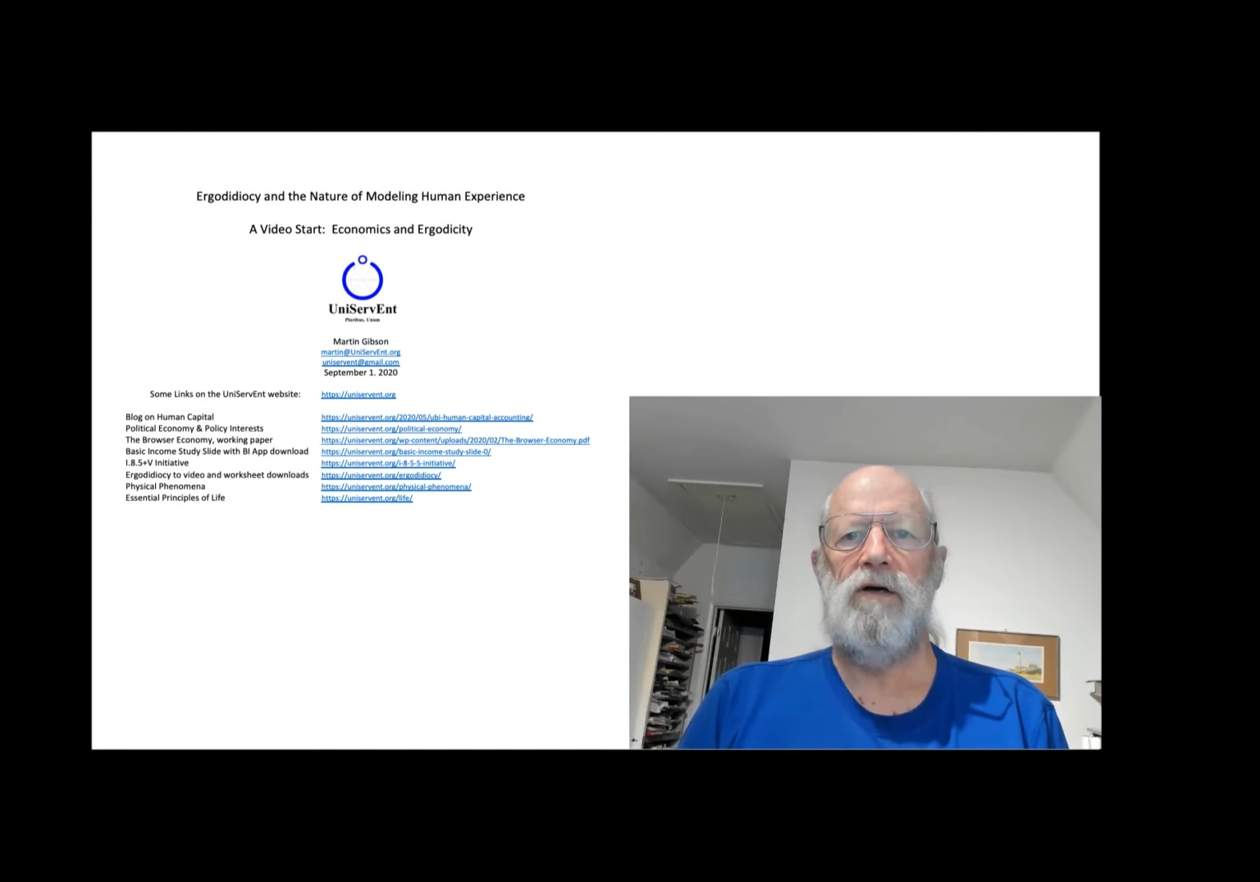This includes a downloadable basic income app that can be used for comparing taxation, borrowing, and federal fiat funding alternatives for various public policy needs and initiatives.